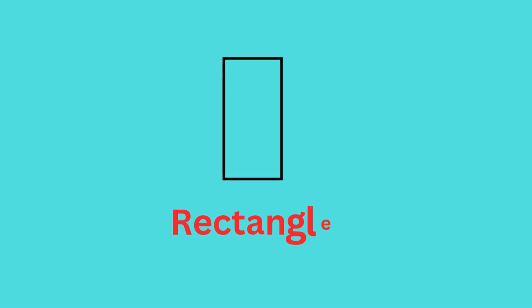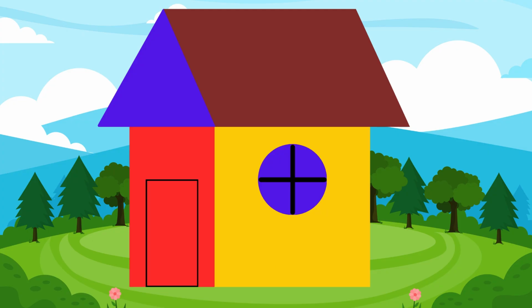Every house needs a door so we can go inside, right? What shape looks like a door? That's right, a rectangle. Let's draw a small rectangle right in the middle of our rectangle wall. This will be our door.